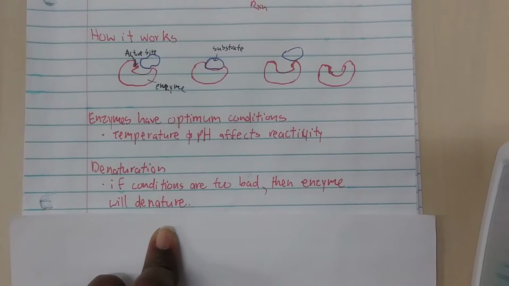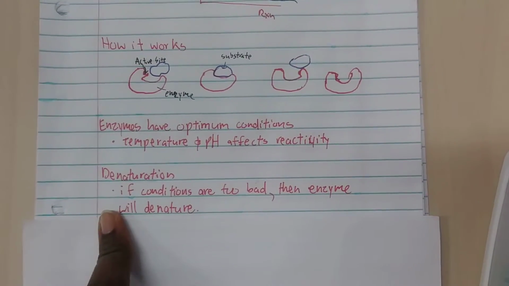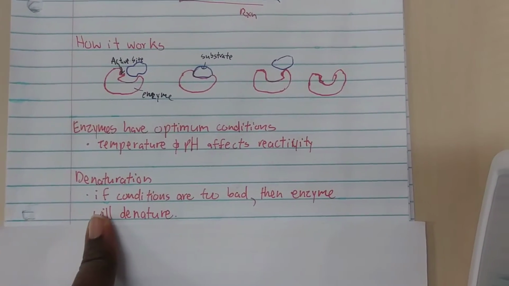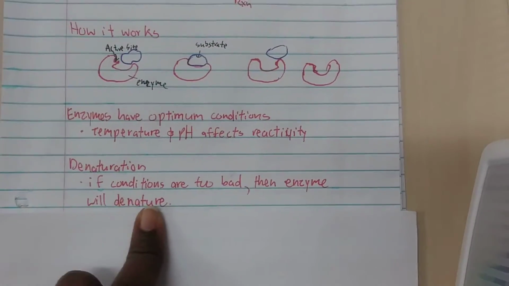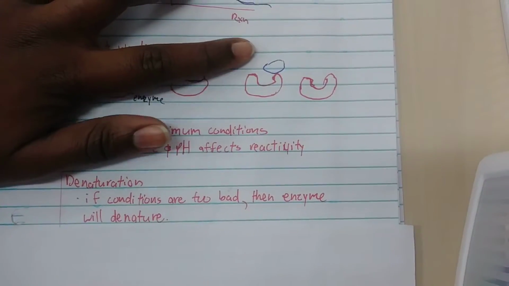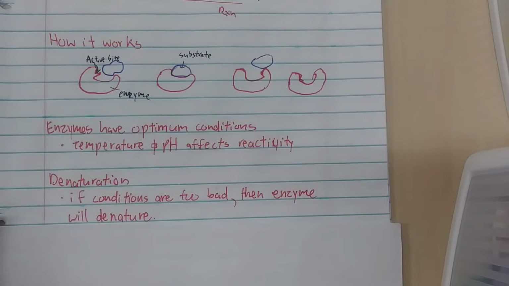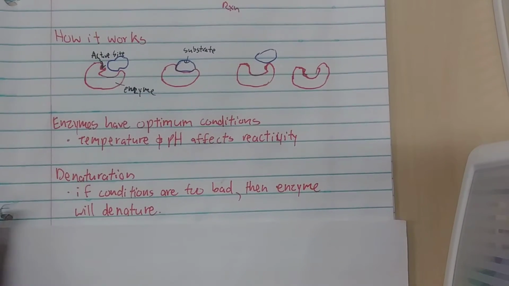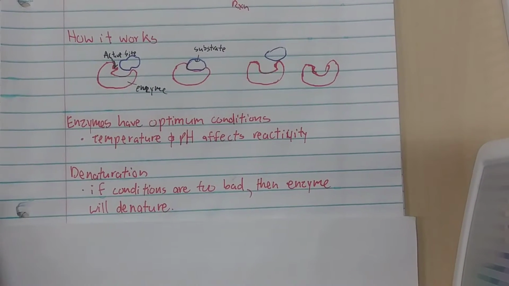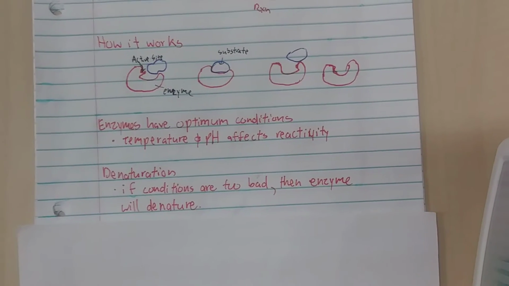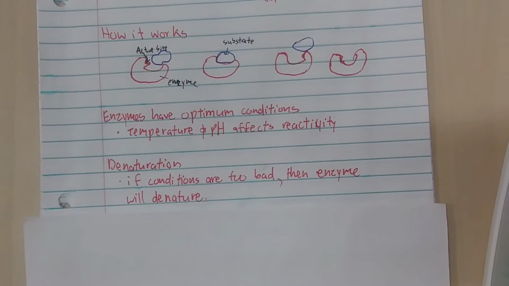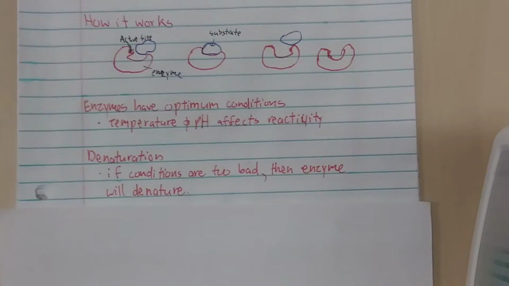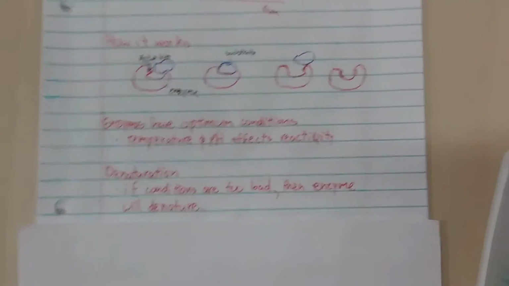Denaturation. So, yes, denaturation is when the enzyme deteriorates and it cannot work anymore. It will no longer go back to its original shape. It will be destroyed. And this can happen because the temperature is too high or the pH is wrong.